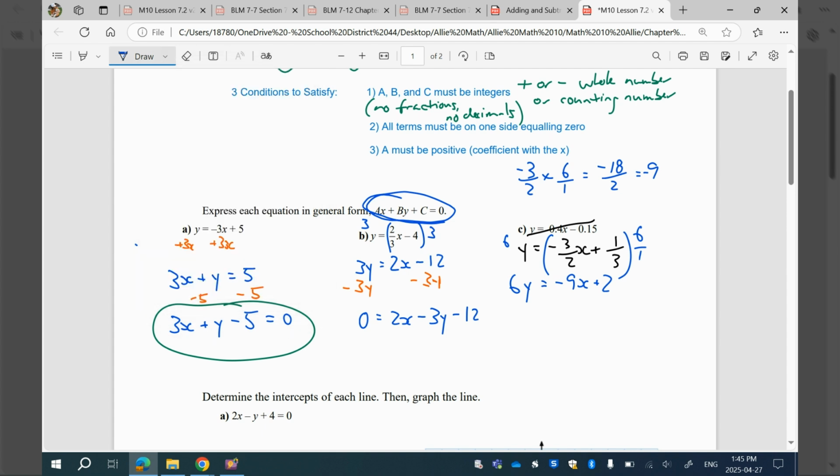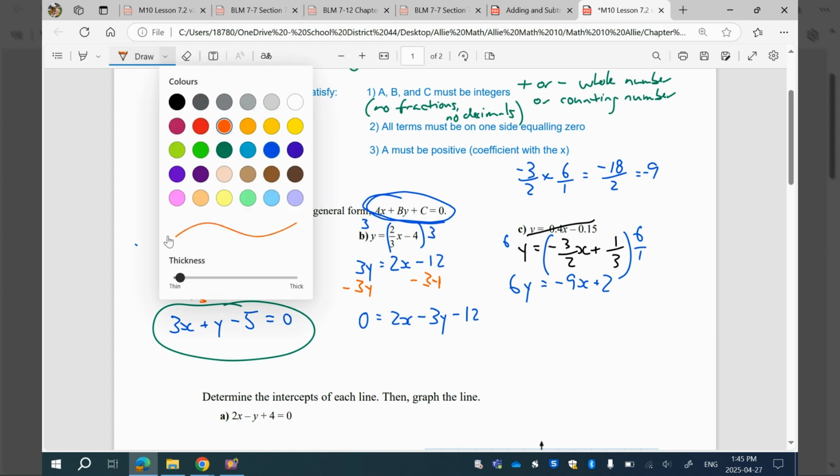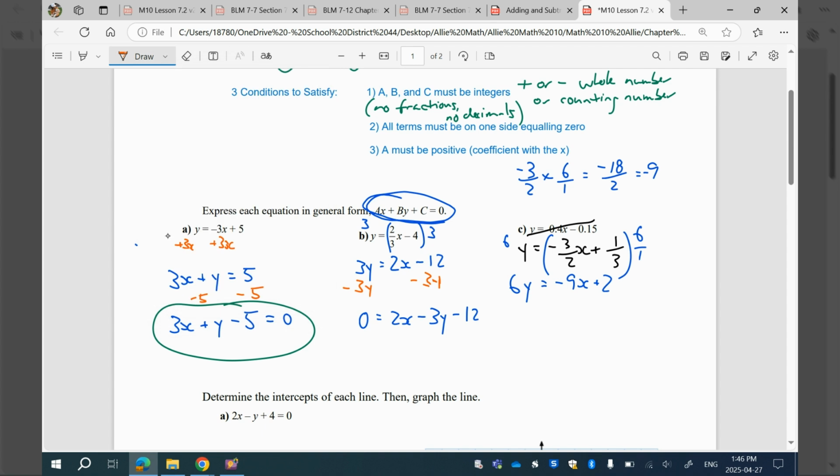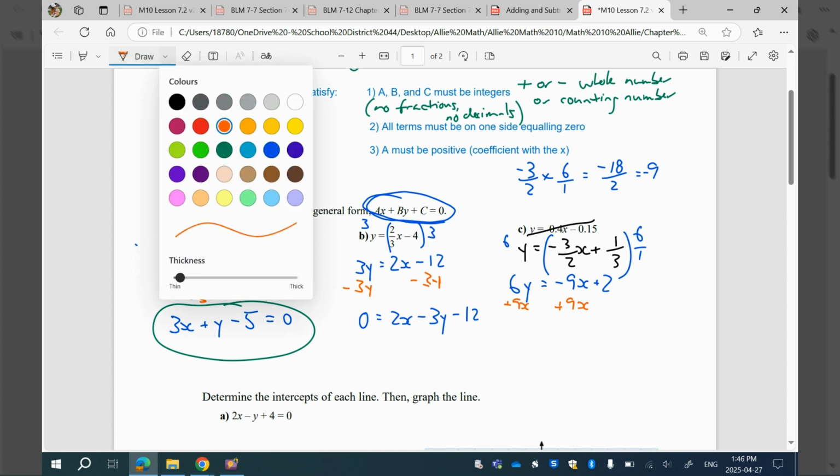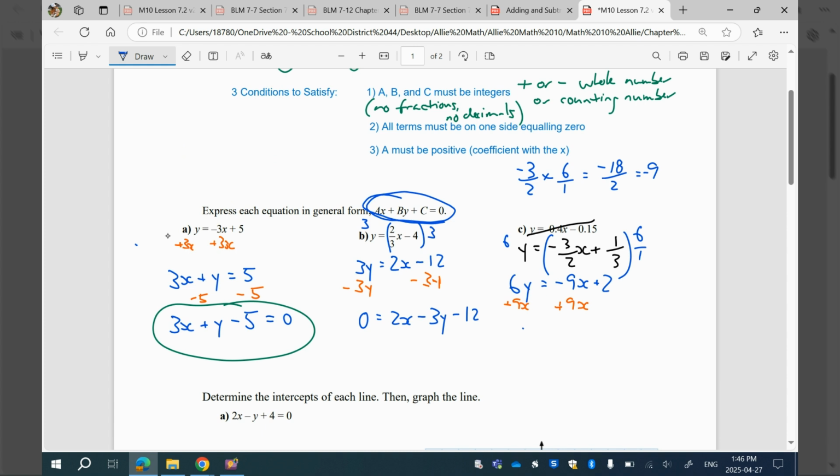So now we've satisfied the first condition. We have a, b, and c are integers. Our x is negative. So we do want to move our x over to the other side so that it'll be positive. So let's add 9x to each side. Now we've got 9x plus 6y equals 2.